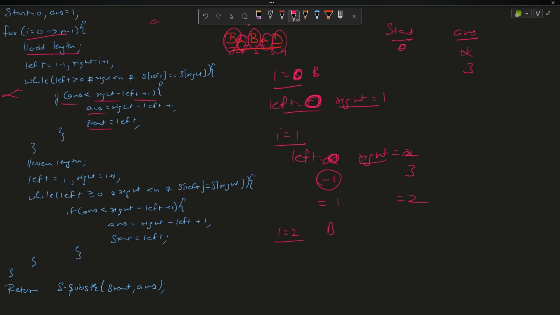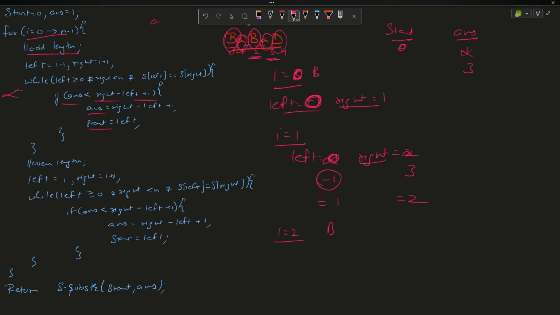Is it possible? No, it is not possible because B and D are not equal. So for I equals 2, the answer remains the same for the odd length. Let us try it for even length also. I will keep my left pointer here at B, my right pointer here at A, and I will see B and A are not equal, so even length is also finished.